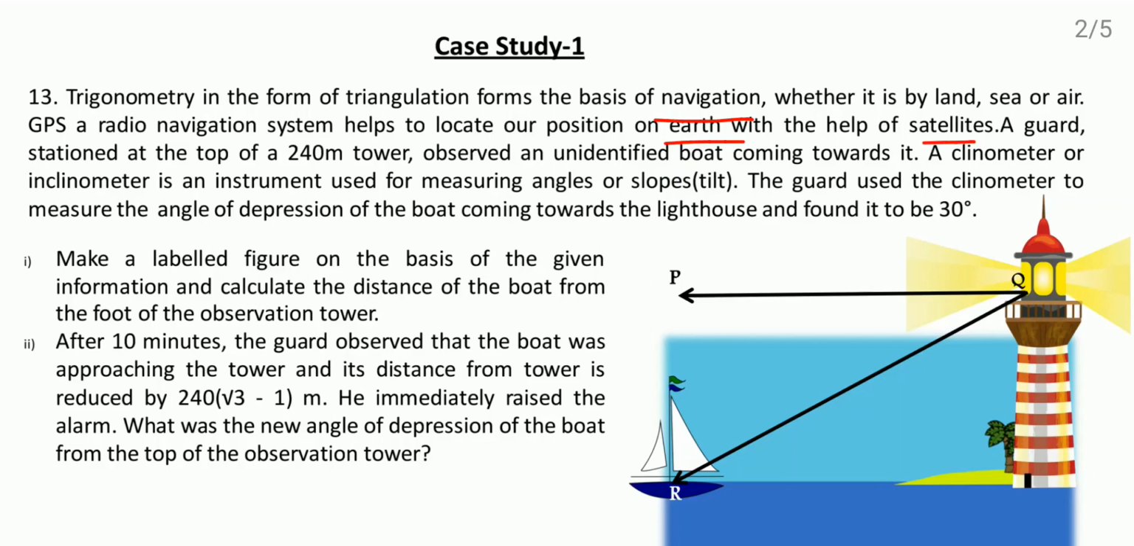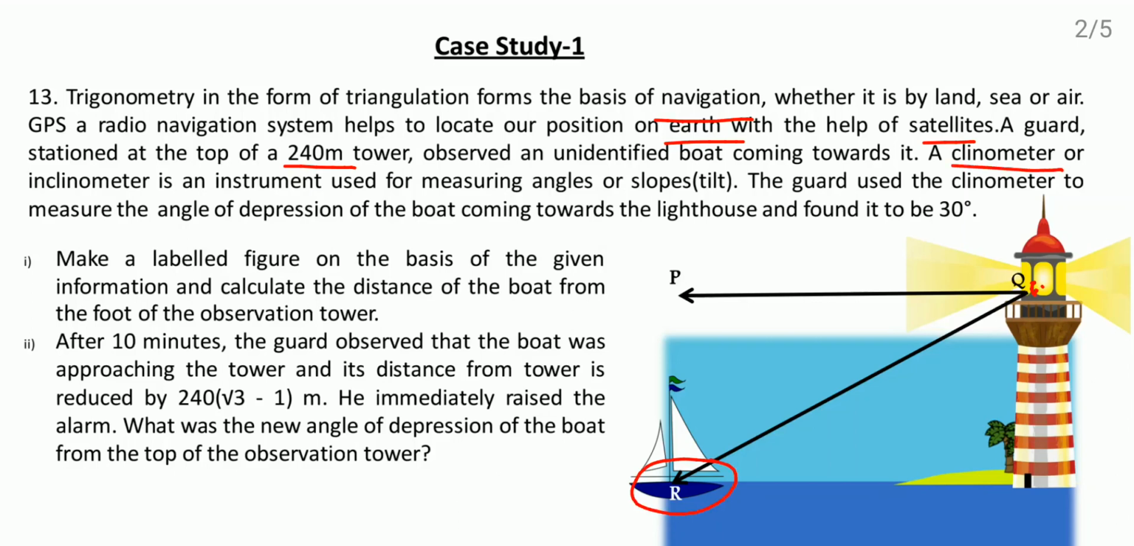A guard stationed at the top of a 240-meter tower, see, the height of the tower is given as 240 meters. The guard is at this position and observed an unidentified boat coming towards it. This one is the unidentified boat coming towards it.